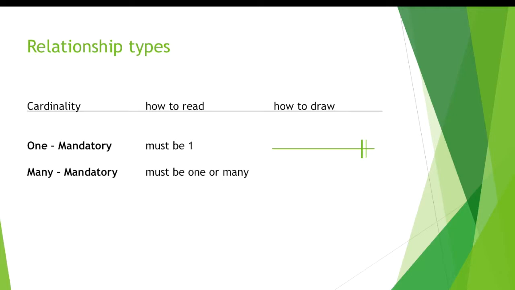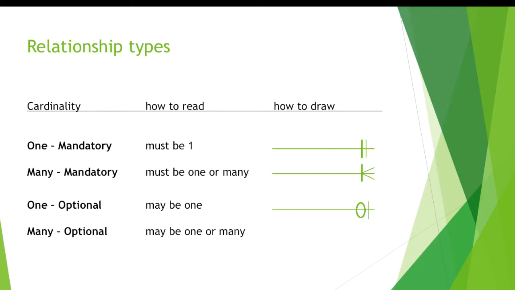The next one is many mandatory, saying must be one or many, which we draw again by a straight line for mandatory or must, and a little crowfoot for many. The next one is one optional, saying it may be one, and may implies it can be zero. So we draw that by a little circle, which is may or zero, and a straight line for one. And many optional, saying may be one or many, and again, may means it can also be zero, which we draw by, again, a little circle for zero, and a little crowfoot for many.